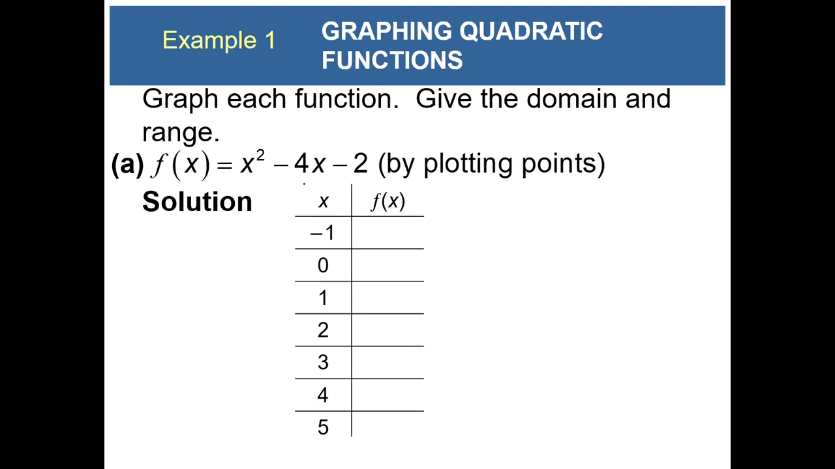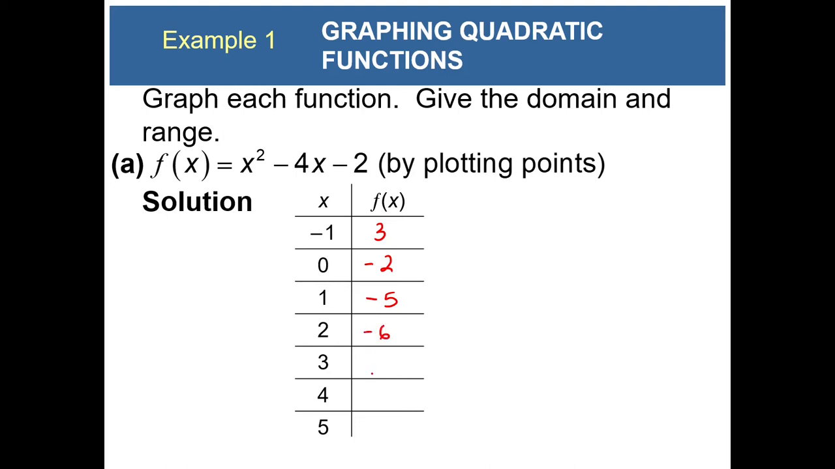Negative 1 squared minus 4 times negative 1 minus 2. I will get the value of 3 when using a calculator. And if I plug in 0, 0 squared minus 4 times 0 minus 2 gives us a value of negative 2. And we can repeat the process with a calculator. Continuing the process, the next one is negative 5. And 2 squared minus 4 times 2 minus 2 is going to yield negative 6.